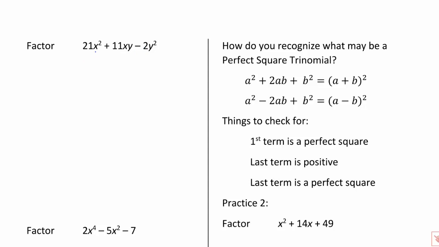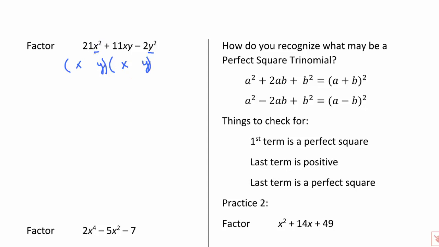But notice that in the first term there's an x squared, and in the last term there's a y squared. What that means is that for the binomial that we get, we're going to have an x in the first term and a y in the second term. That's really the biggest difference between this and the last problem.